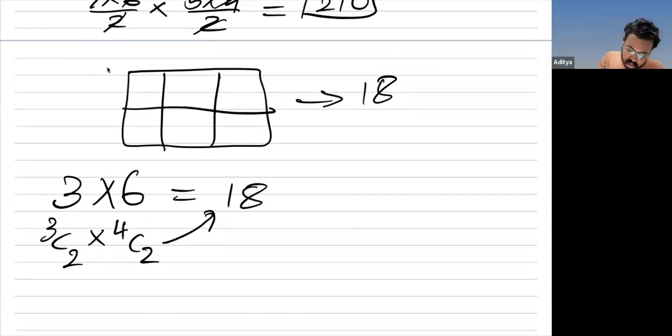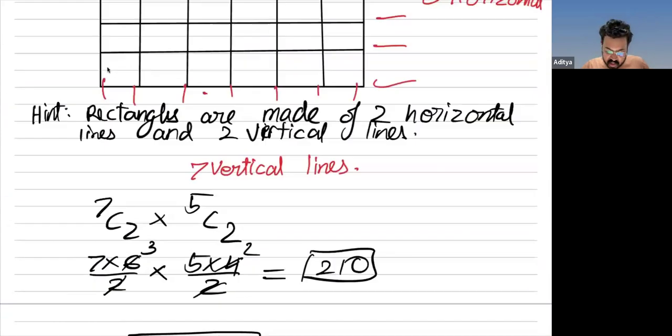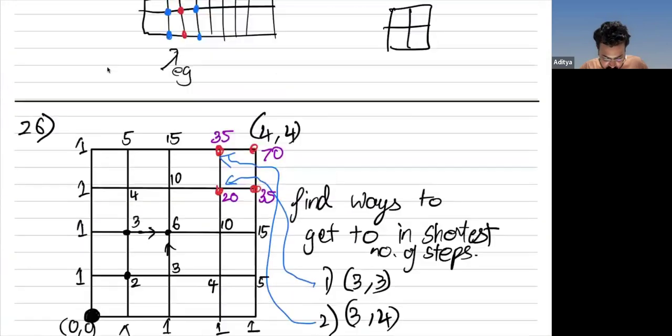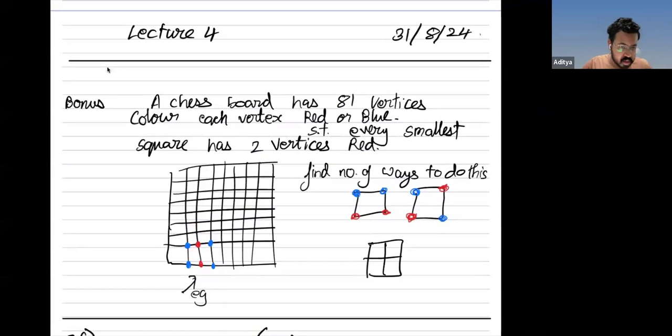Okay. C is a combinatorial notation. If someone is still confused, NCR is equal to n factorial upon r factorial times n minus r factorial. Okay. See you guys in the next class then. Try the bonus question as homework. This is a very complicated question, and we'll discuss the solution to this in the next class.